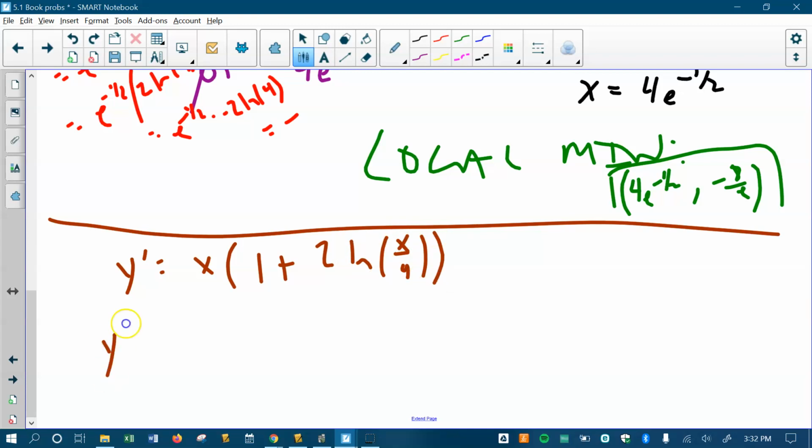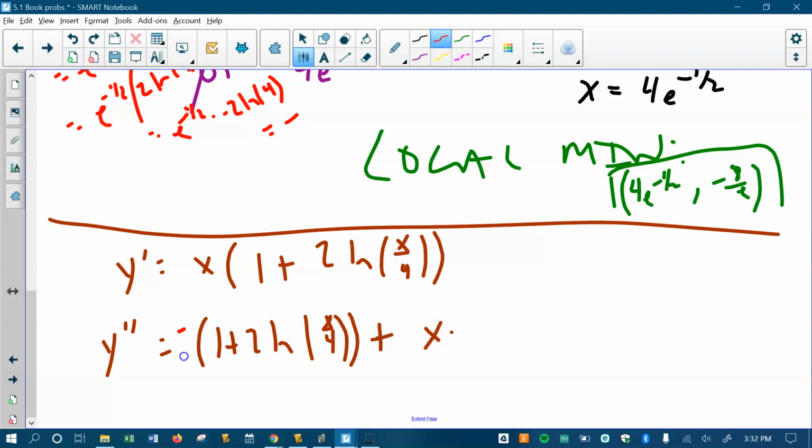Okay, y double prime. X is 1 here, so it's going to be 1 plus 2 ln of x over 4. Okay, plus x times, so I'll put the 1 here just to show that I took the derivative, plus x times, let's take the derivative of the inside, and we get 2. So 2 times the derivative of ln of x over 4 is going to be 1 over x over 4 times 1/4 for the same reasons I listed above.